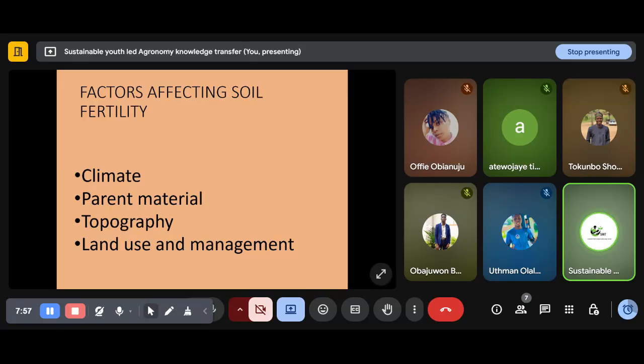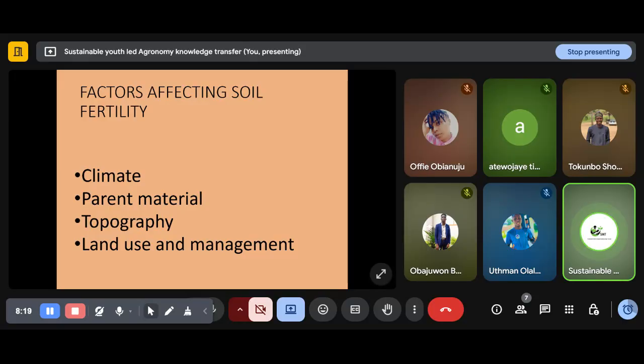Land use and management. Now, if, for example, you use this land consistently, you are using the land over and over and over again without replenishing the soil, you will discover that that particular soil in that land area will lack nutrient because you have exhausted the nutrient inside the soil.